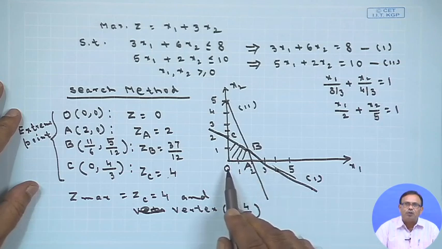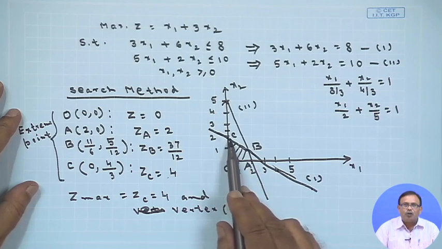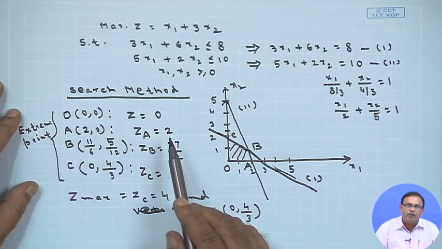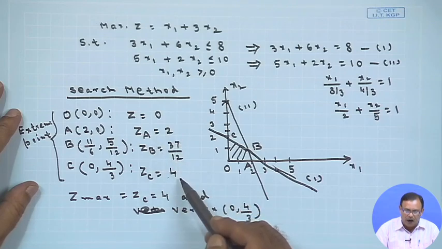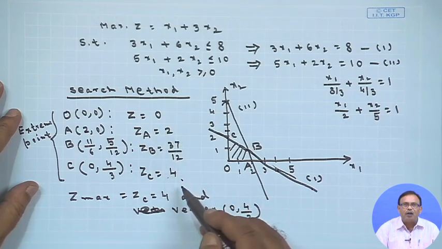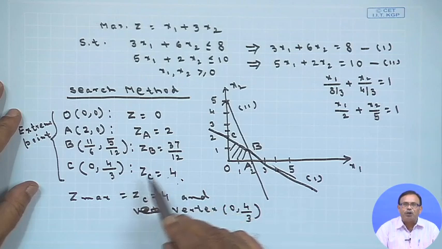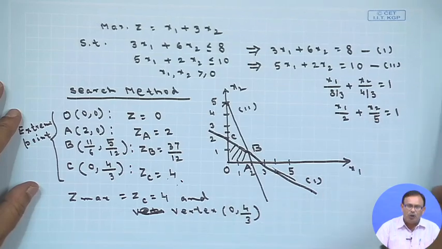For this case, you got O, A, B and C. So, these are the 4 points. At these 4 points, you find out the value of the objective function z, which you derived like this, and whichever extreme point gives the maximum value of z gives you the optimum value. So, therefore, the optimum value is obtained at (0, 4/3), and the maximum value of the function is equal to 4.